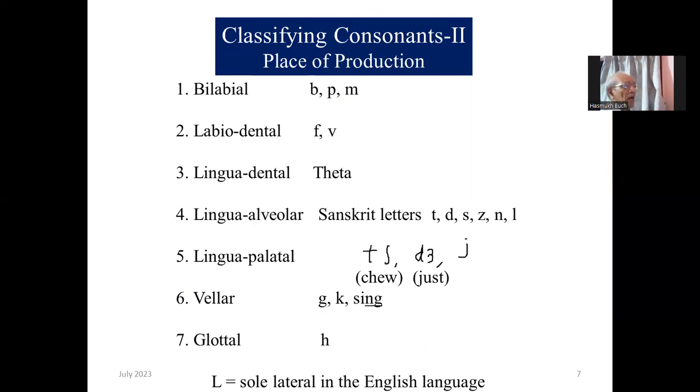According to place of production, how do we classify consonants? Bilabial. If upper and lower lips are involved, then it is bilabial. B, P, M. The difference between these three, M is nasal. Then, if the lower lip touches the upper teeth, F, V, it is labiodental. You try to speak flower and very, and you will get the idea.